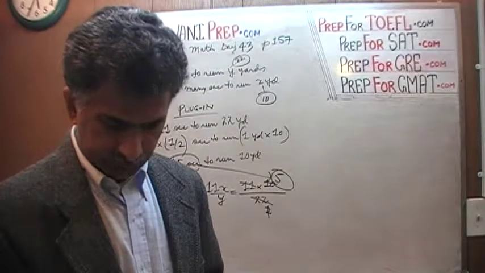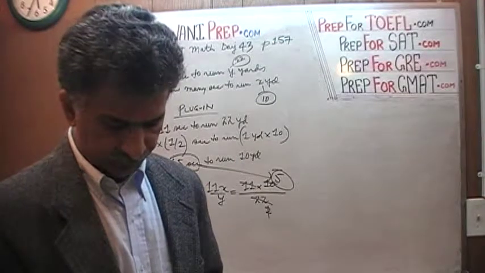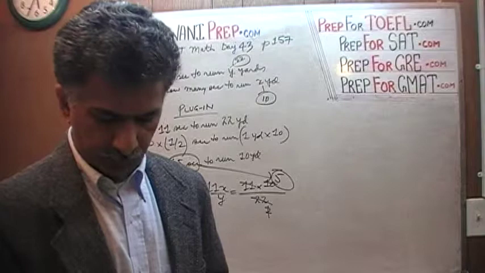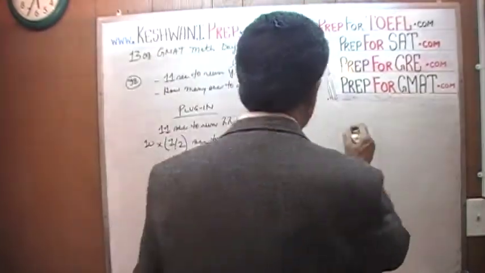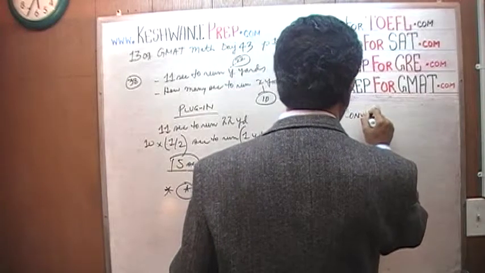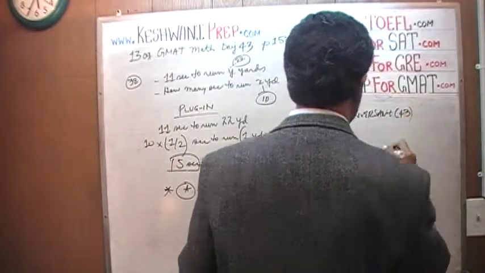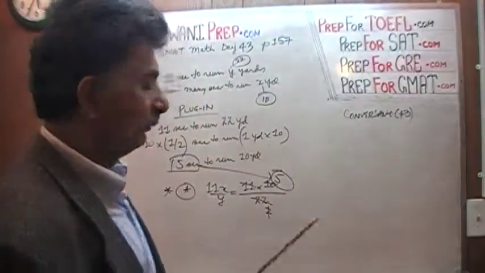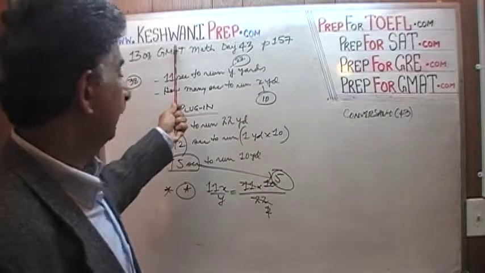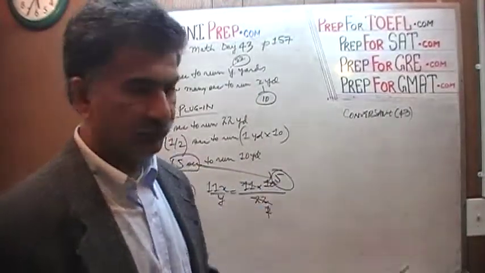For some strange and inexplicable reason, in my list here I have the word converse written down, but I'm sure I covered the word conversant on that day. It is day number 43. Just type in my name, Keshwani, and then vocabulary day 43, and you will learn this word conversant.